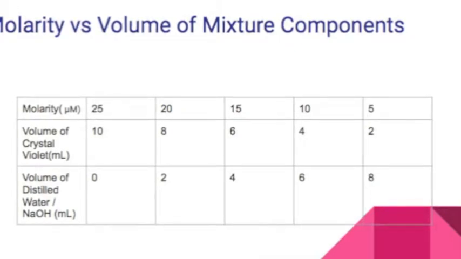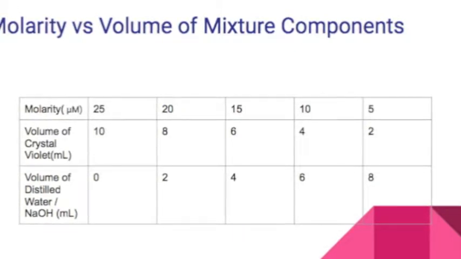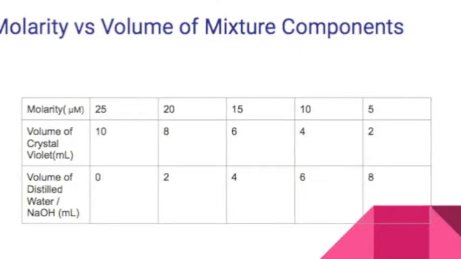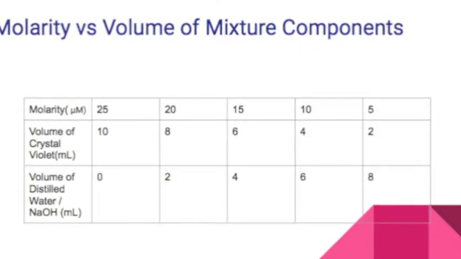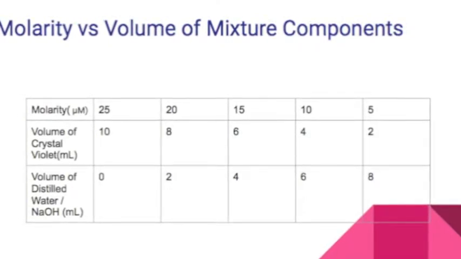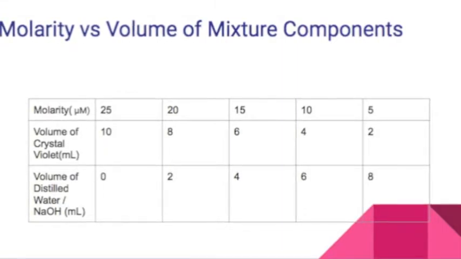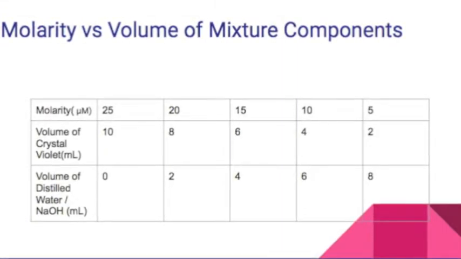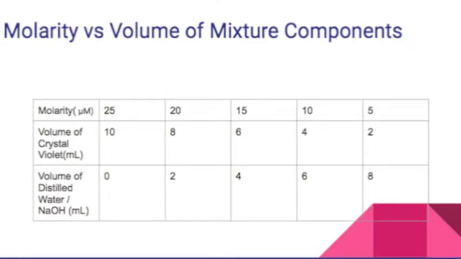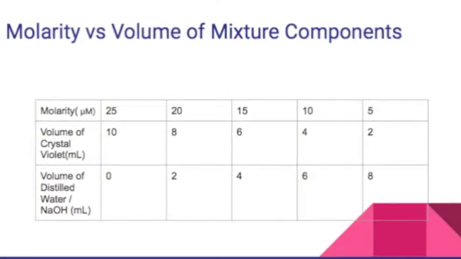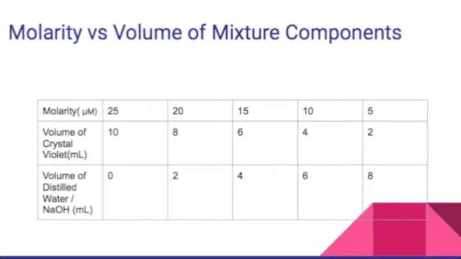The first step is to determine how to prepare the dilutions of crystal violet. We found the volume of crystal violet by using the formula M1V1 equals M2V2. The chart shows the varying molarity based on the volumes of either distilled water or sodium hydroxide, depending on whether we were using it to create the calibration curve or the actual reaction.